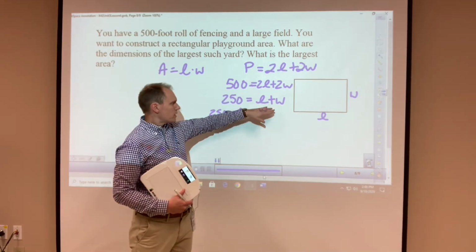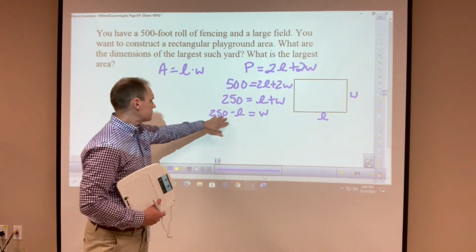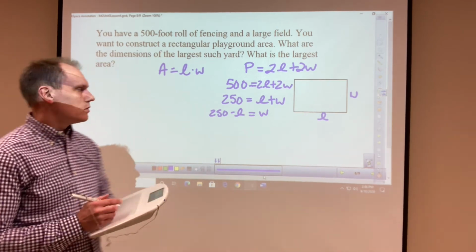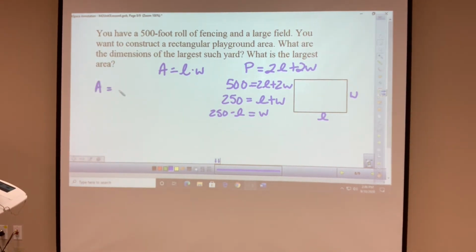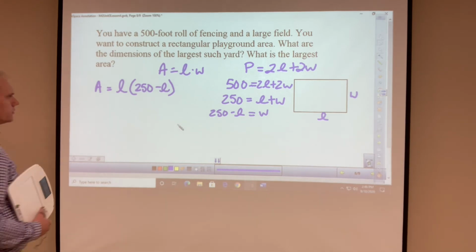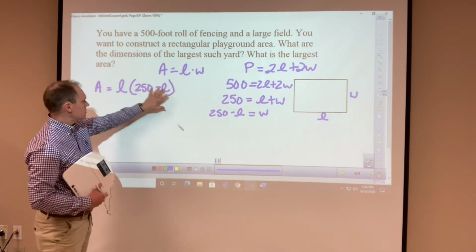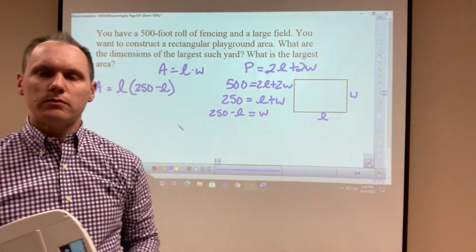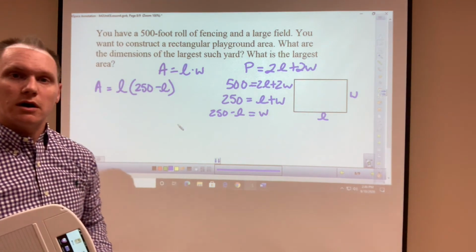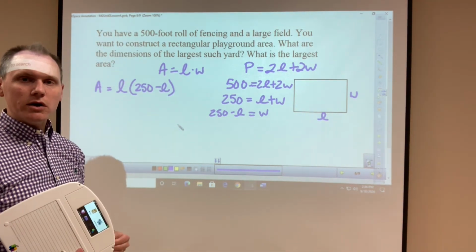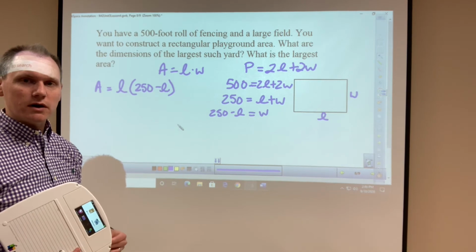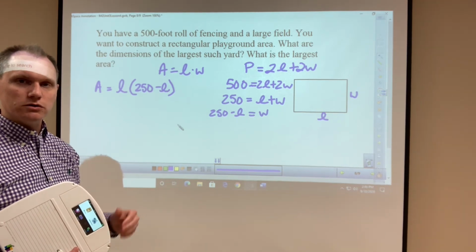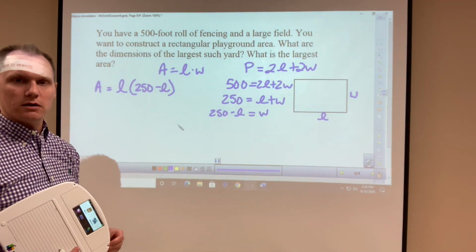So if we can solve for L or W, we can substitute this back into here. So area is equal to length times width, which is 250 minus the length. So I hope you're seeing a connection there, right? W, this is W. And now we want to convert this to vertex form so we can find the maximum. All right, so if you weren't able to get started, go ahead and take some time and see if you can finish this off to find the vertex form of this quadratic. Just use L as your X and of course A as your Y.